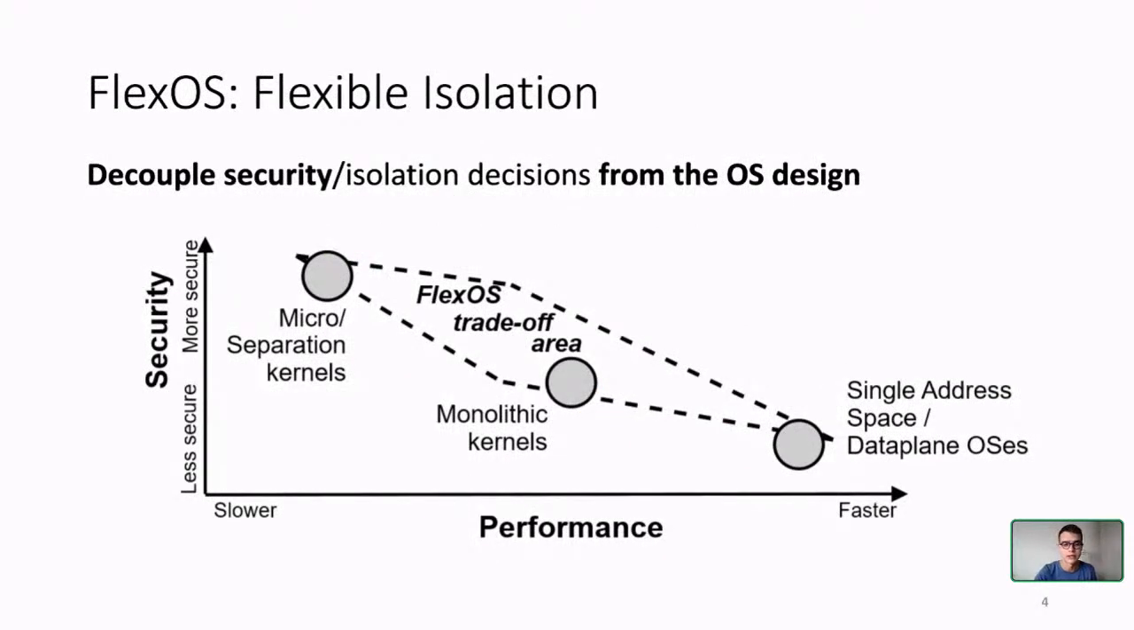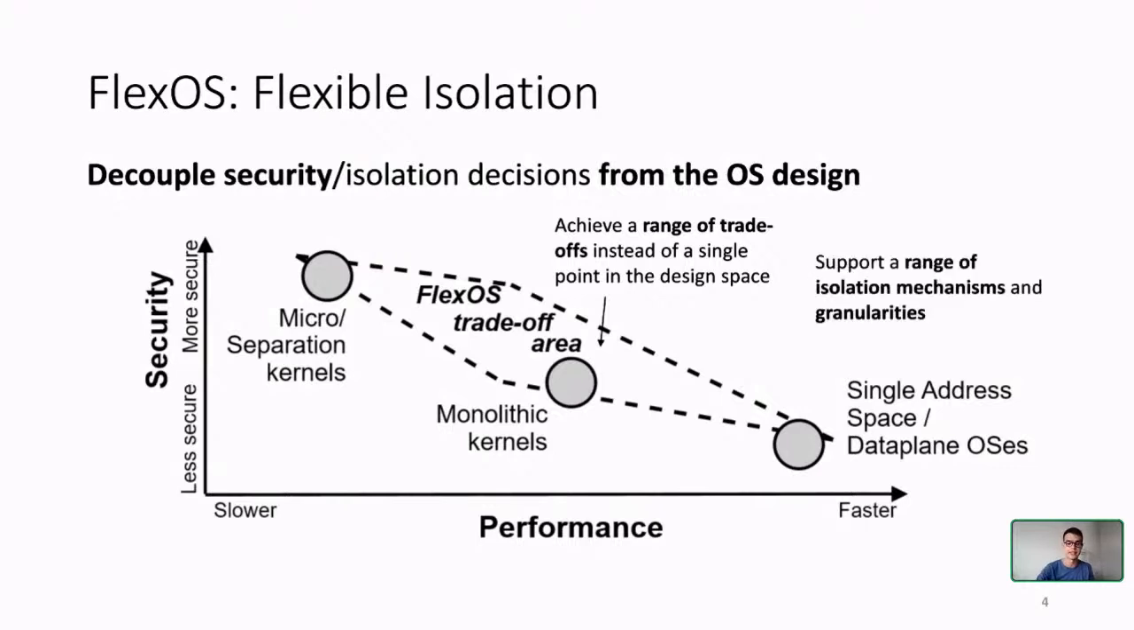In this work, the main idea is to take a different approach and decouple security or isolation decisions from the OS design. What we want to do is to achieve a range of trade-offs instead of a single point in the design space. We want to achieve support for a range of isolation mechanisms, software and hardware, and granularities. In essence, what we want to do really is to specialize the operating system not only for performance, as we are doing in Unikraft, but also for security for given use cases.